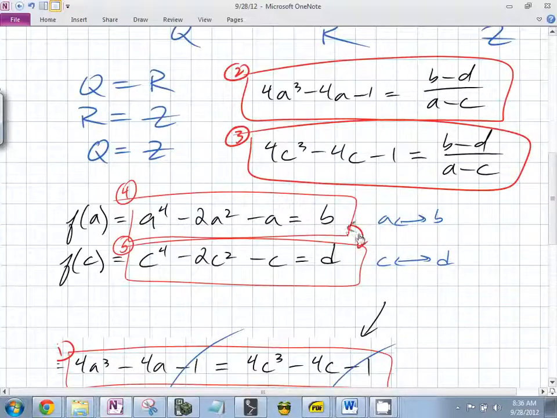B minus d, you end up with a to the 4th minus c to the 4th, negative 2a squared minus 2c squared, negative a minus c. And that would eliminate b and d. That's really good. I like that.